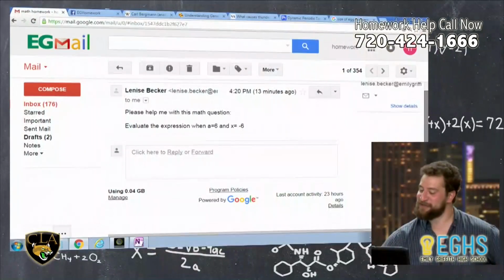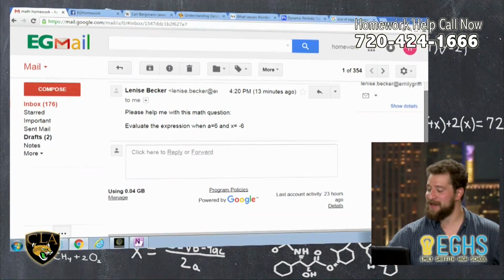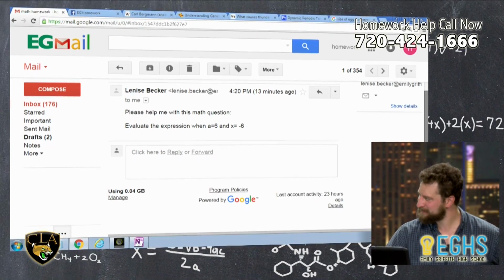Please help me with this math question. Evaluate the expression when a equals 6 and x equals negative 6. Okay. And did they give you an expression? That is it. Oh. That seems like an insufficient amount of information? Is that right? Yeah, I think so. I think they needed to have some kind of expression with a and x in it.